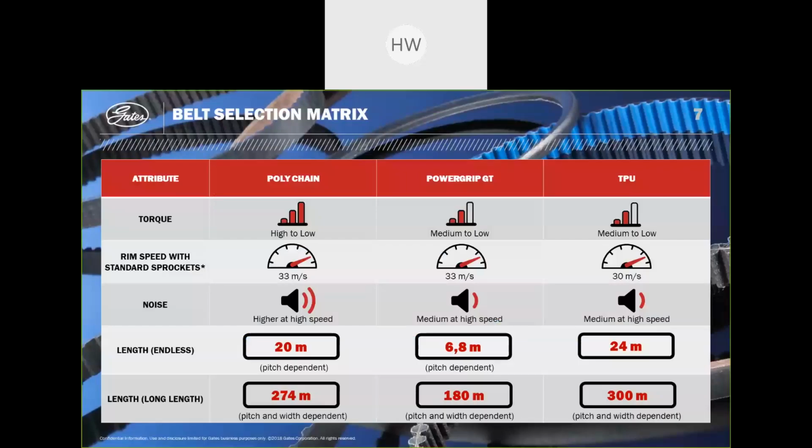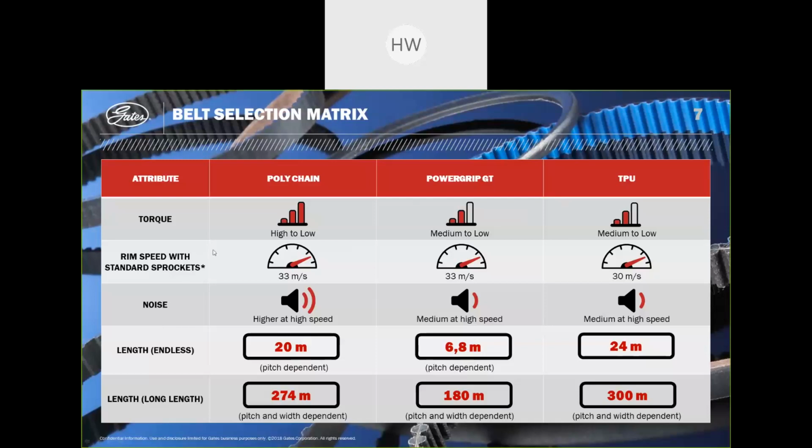Comparing the Gates power transmission product versus the TPU product, we have chosen the Gates Polychain, Gates Power Grip GT, and the TPU products. And we have also chosen various attributes where we can benchmark or compare and find out what would be the best product for your application to solve. On the torque, as you can see, of course, Polychain is the highest torque capability product worldwide in the industry, and Power Grip GT and TPU are pretty par on the torque, but on a lower level.